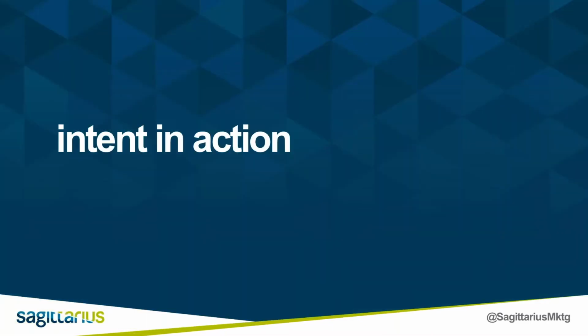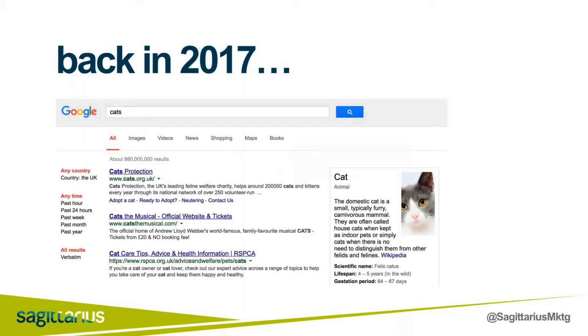So let's look at intent in action. What does it actually look like? And to do that, we've looked at cats in Google, because ultimately that's what about 90% of people actually look for in search engines, possibly. So back in 2017, if you searched for cats, you would see a page much like this. So there are about 880 million results. The top 3 results are a mix of Cats Protection and Cats the Musical. So it's not entirely clear why you search for cats. You might be looking for something about cats, or you might be looking for the musical. Google isn't certain, so it's mixing up the results it's giving you.